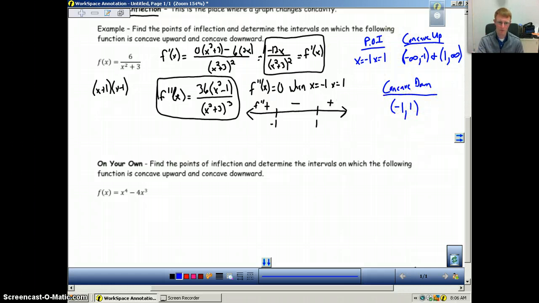It's looking for the points of inflection, which we found by setting our second derivative equal to 0 and solving. And then we figured out the concavity by plugging the intervals into our second derivative to see whether we get positive or negative, and then we can write out our intervals. So that's how you'll do all of these problems. You'll take the second derivative, set it equal to 0, find your points of inflection, and then check your intervals to see if they're positive or negative.